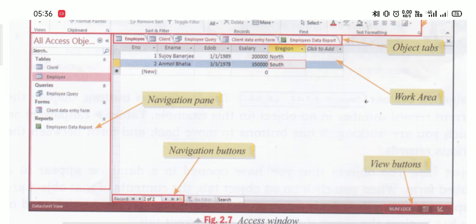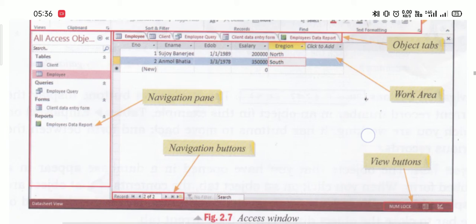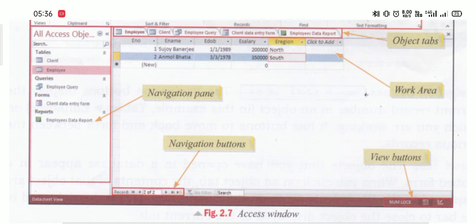Next one is navigation pane. Navigation pane is available at the left side of the window, and all the objects created in the database are displayed there. And next one is navigation button. Navigation button helps you to move inside the records from first to next, and from first to last. You can easily move inside the database by using the navigation buttons.